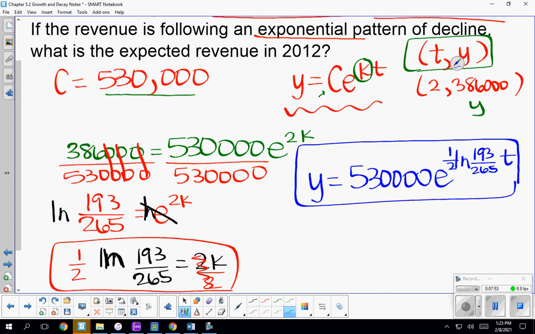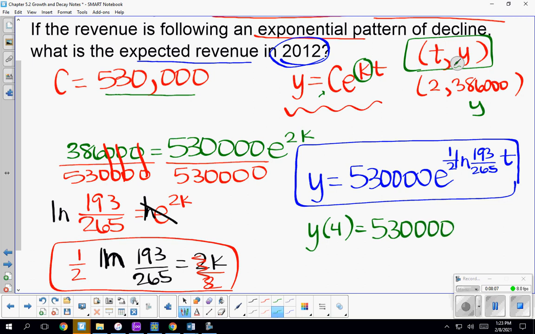Now the question says, what is the revenue? So what is our total amount of money in 2012, which was 4 years after we started. What we need to do now is plug in 4, and you would have a calculator for these types of questions, of e to the 1/2 ln(193/265) times 4. And that would give us our revenue in the year 2012.